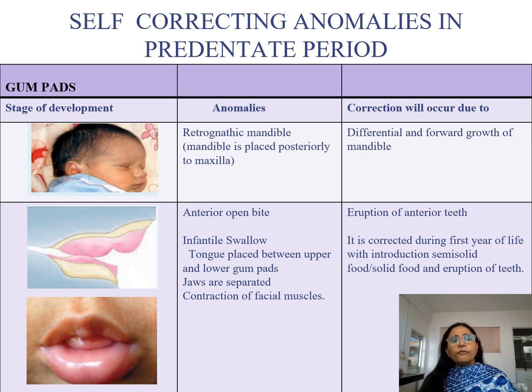Infantile swallow. In infantile swallow, the tongue is placed between the upper and lower gum pads and the jaws are separated. This helps the child in suckling. And this condition is corrected during the first year of life with the introduction of semi-solid food, solid food, and eruption of the teeth. Gradually the infantile swallow is converted into mature swallow.